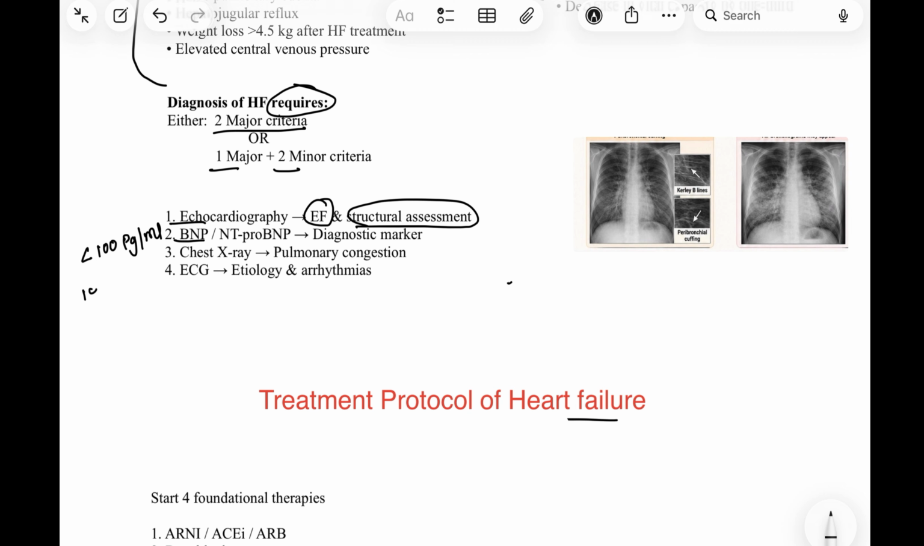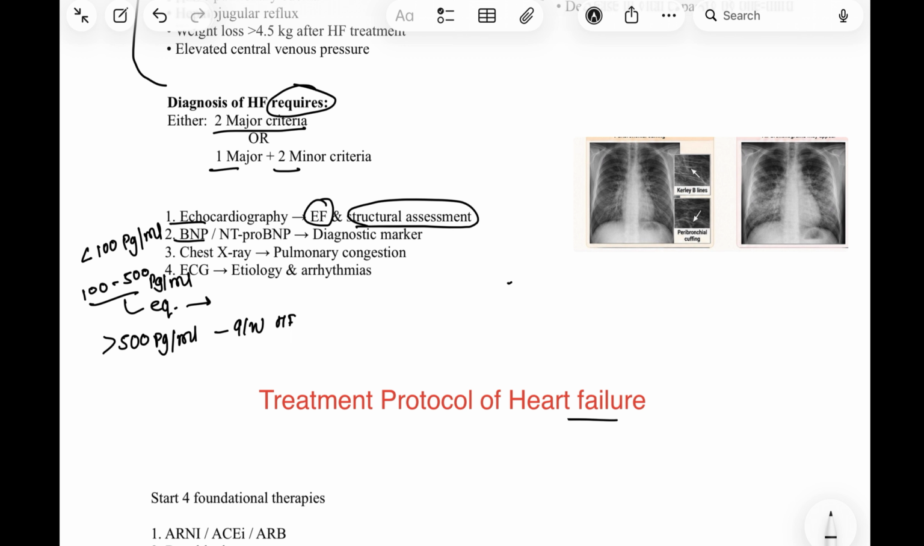For the range of 100 to 500 picogram per ml, the result is equivocal. Right? What do you mean by this? There is a chance of heart failure and there is a possibility that there is no heart failure. Okay. More than 500 pg per ml is usually associated with heart failure.